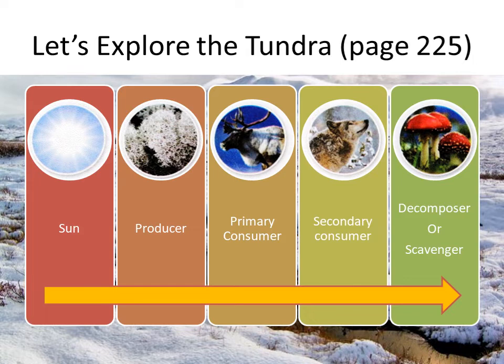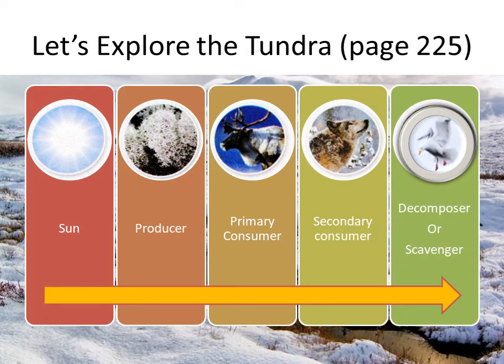Maybe the wolf dies first and the seagull or the Arctic gull and the mushroom will get rid of the body also. Or maybe the reindeer moss as well, it can die and its body can be broken down by decomposers or scavengers. So don't forget, the decomposer breaks down dead bodies while the scavenger eats dead bodies.